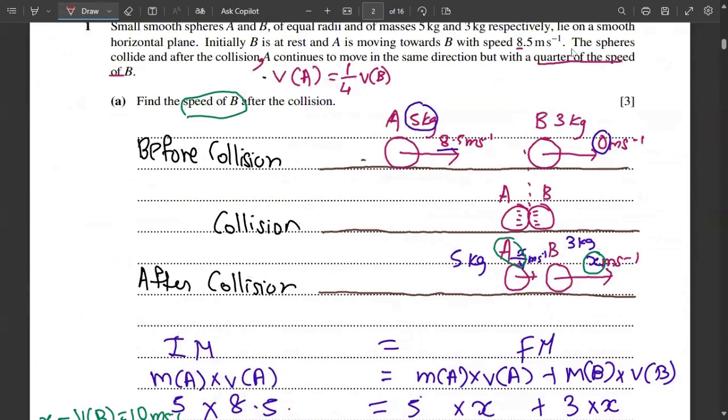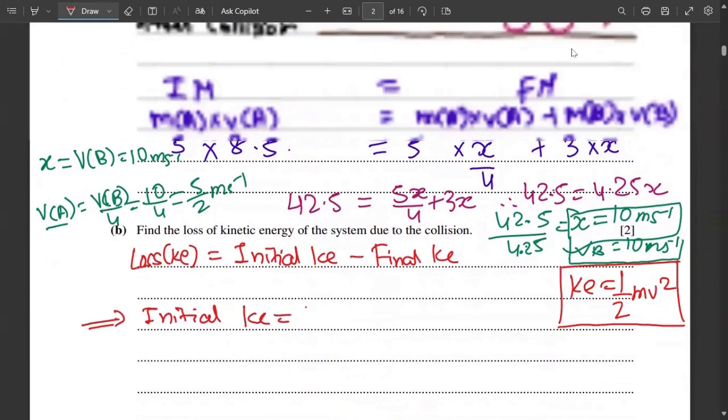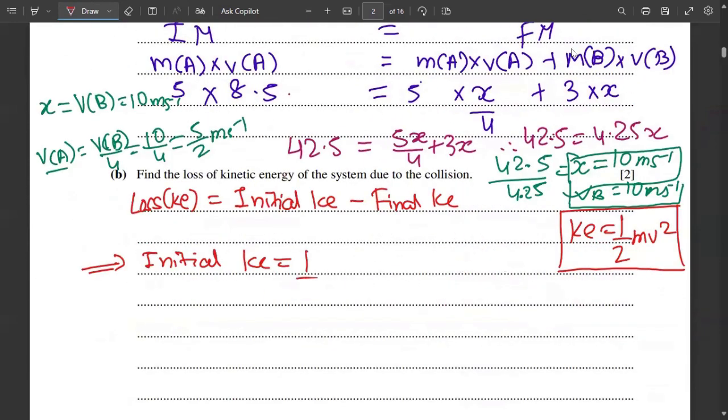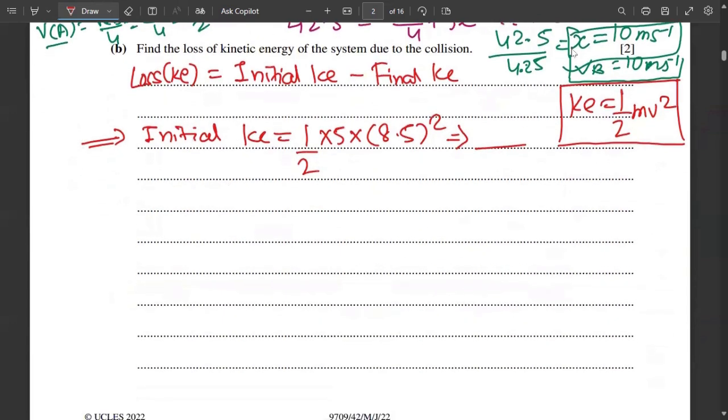Initially, only A is moving. So kinetic energy will only be considered for A, because the formula for kinetic energy is half mv square. If the velocity of B is 0, the kinetic energy will also be 0. But A has velocity 8.5, so we'll consider that. Initial K is half into mass of A, which is 5, into velocity of A, 8.5 square. If we put that in the calculator, we'll get some answer. We'll do that later. Now we found out the initial K.